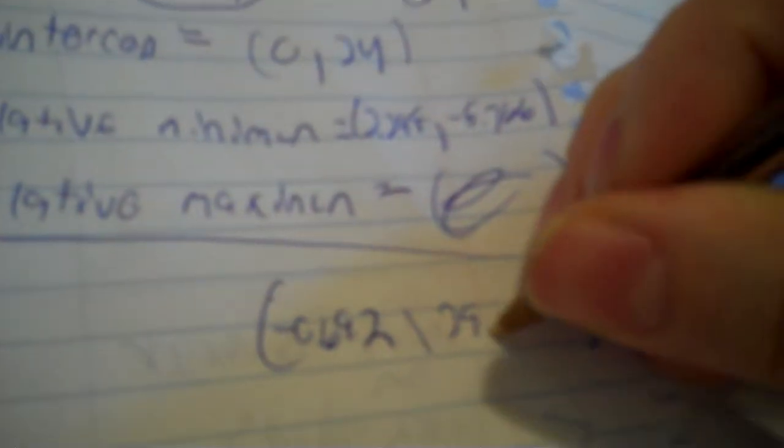So, I'll write it bigger so you can see it. Negative 0.692 and then 29.342. Okay, and that's information about polynomial graphs.